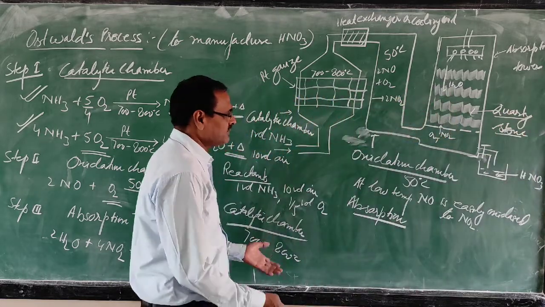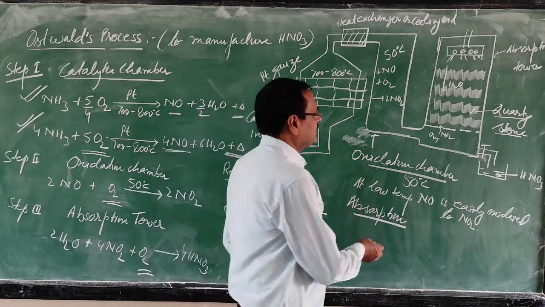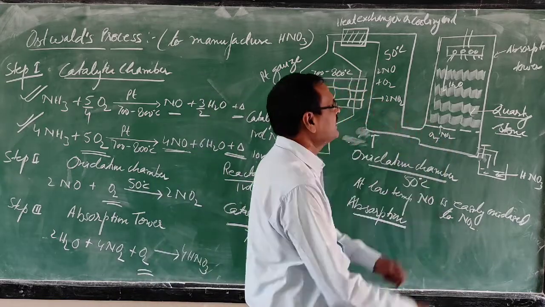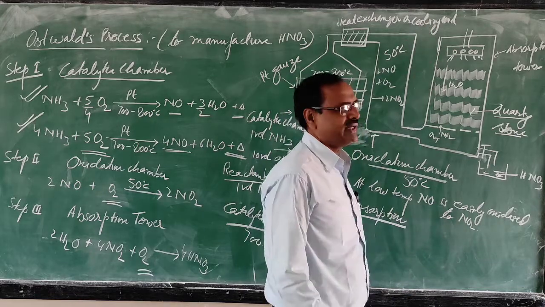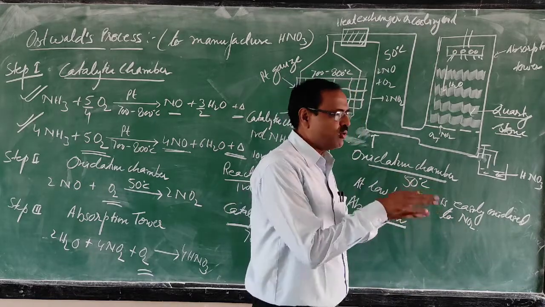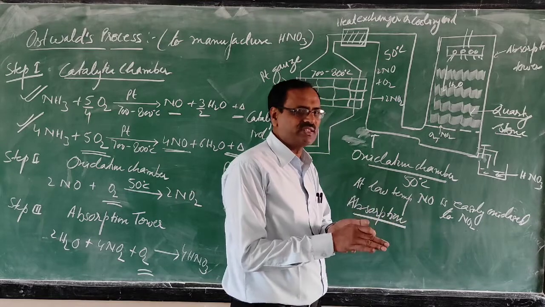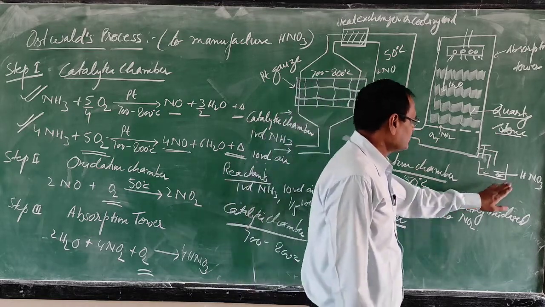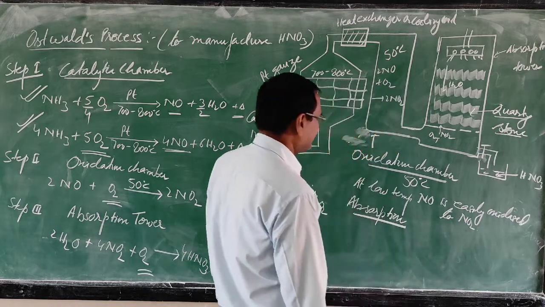What will happen? From the bottom, nitrogen dioxide and oxygen, both gases, move upward, and from the top, water is coming. In the layer of quartz stone, a better solution will be there, and nitric acid is formed. So here you are getting nitric acid.